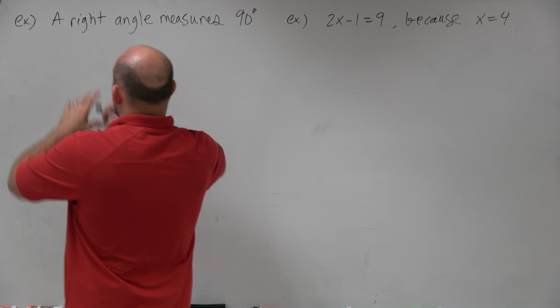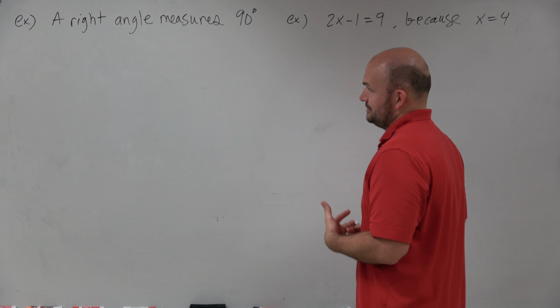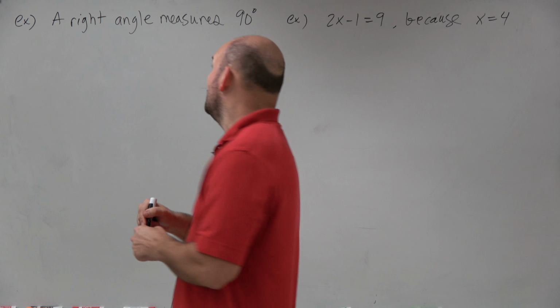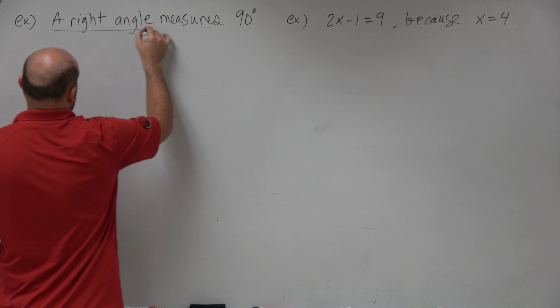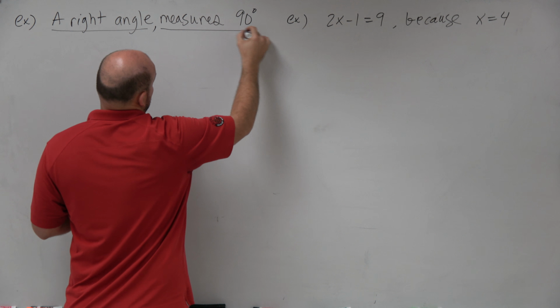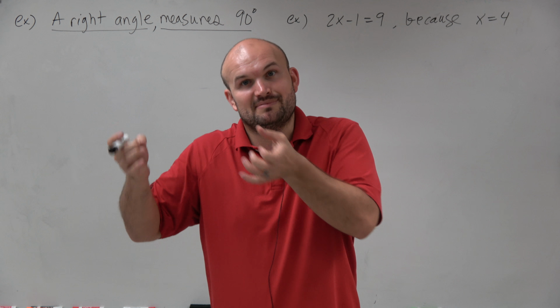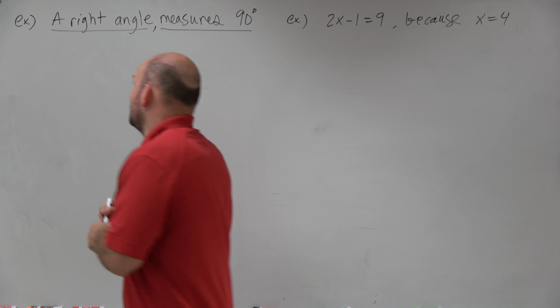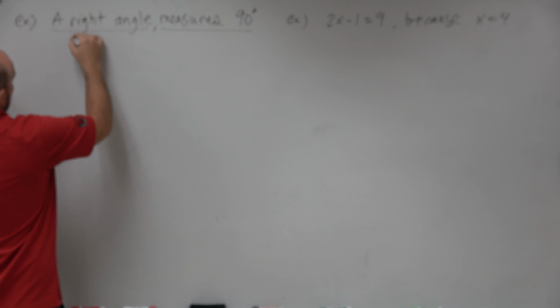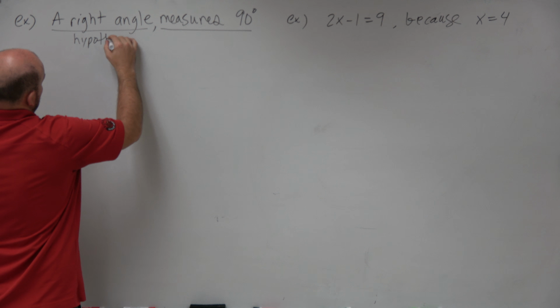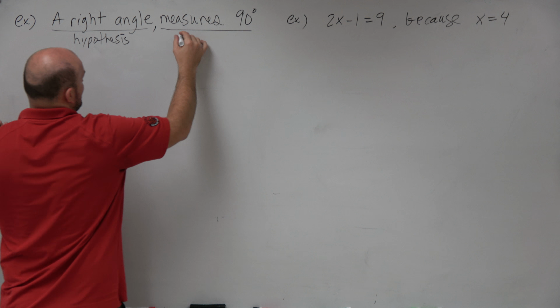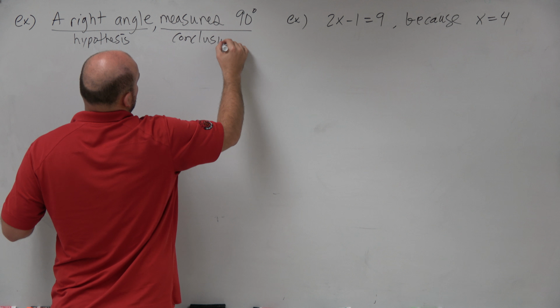So in the first example, I have a right angle measures 90 degrees. And you can see there are two parts to this, right? The first part is having a right angle, and then the second part is measures 90 degrees. The first thing I always like to do is identify what's going to be my hypothesis and what's going to be my conclusion. So this first part is my hypothesis, and the second part is my conclusion.